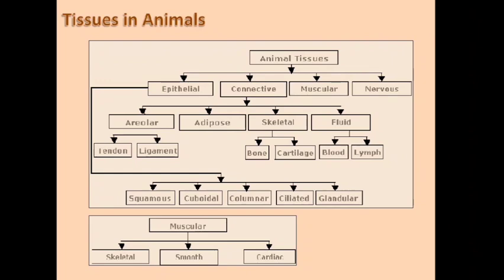Epithelial tissues consist of squamous, cuboidal and columnar epithelial tissues. Connective tissue is divided into areolar, adipose, then bone, cartilage, blood and lymph. Then muscular tissue comprises skeletal or striated muscles, smooth muscles or unstriated muscles and cardiac muscles. Nervous tissue is separately studied.